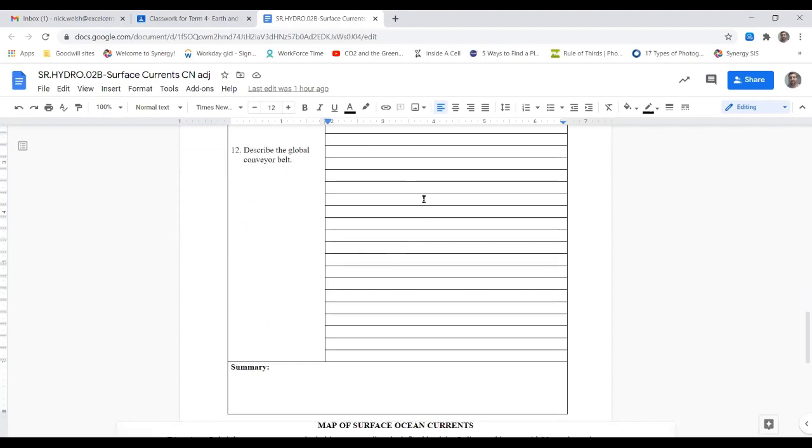And then for number 12, we have describe the global conveyor belt. Basically, if you take all the surface currents and all the deep sea currents together, they all eventually connect. So there's no part of the ocean that's really separate from the rest of the ocean. So the global conveyor belt is the connection between surface currents and deep sea currents that circulates water through the whole ocean, and it mixes the whole ocean.